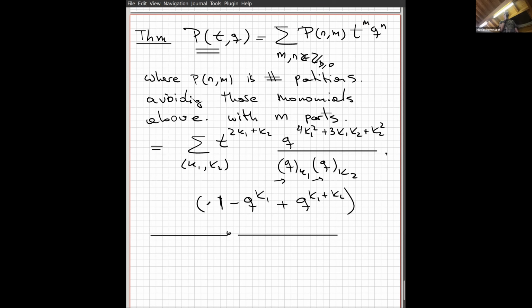What is n? Sorry? What is n in P_{n,m}? What is m? Oh, n is partitions of n. That's why I'm counting q^n. And m is how many parts I have.